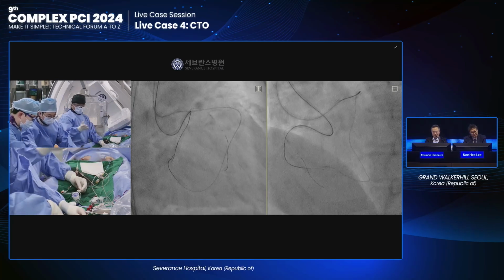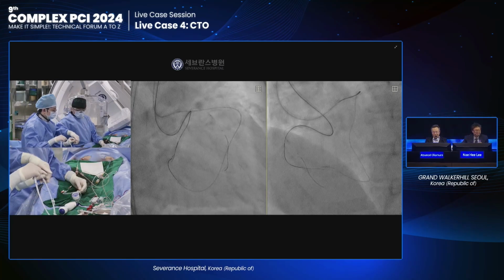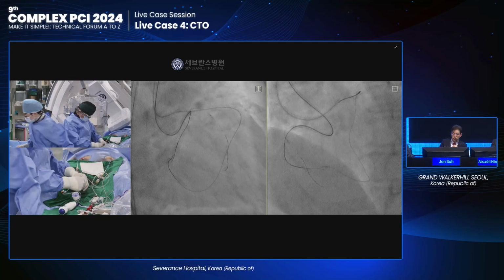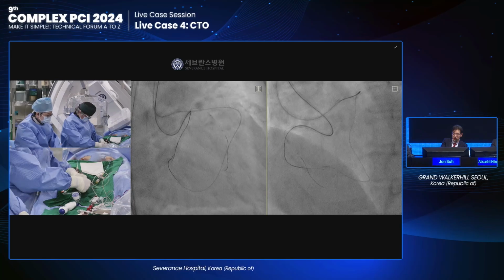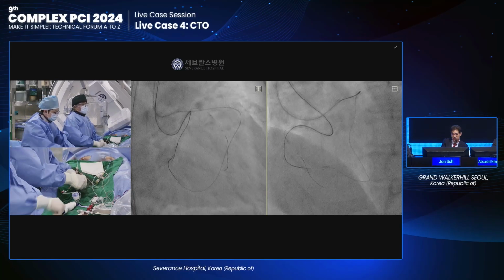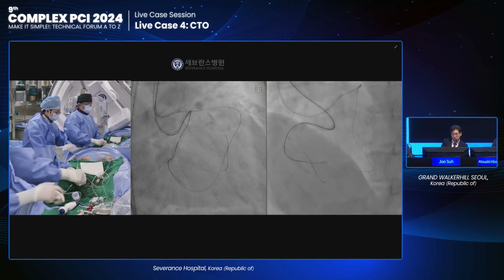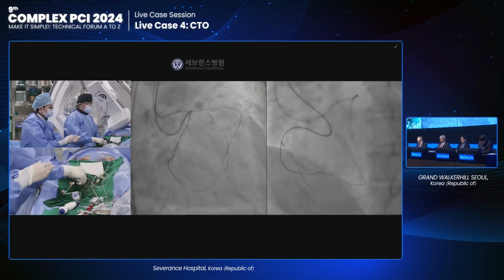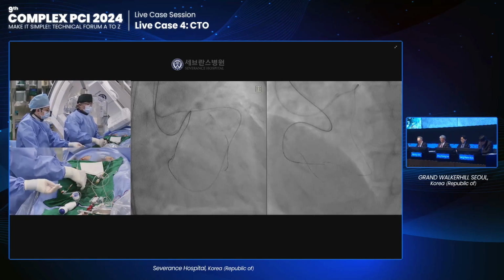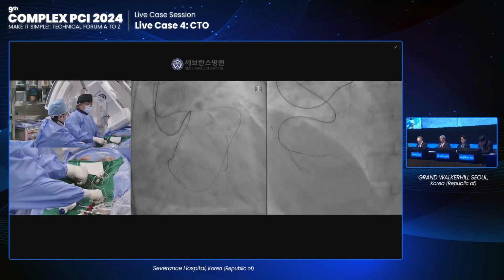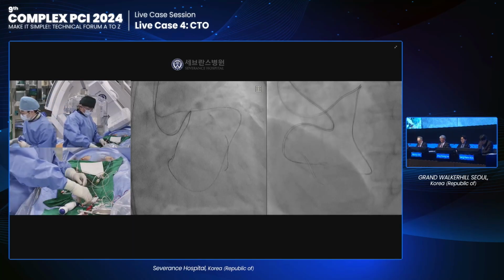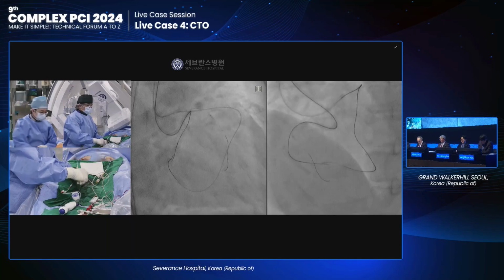I agree with Dr. Okamura's opinion, because for an efficient reverse cut, we move the kissing part more proximally. It's okay. Yeah. So now I change the Shion black into the next one in the retrograde wire. So I advance this retrograde wire a little bit more.